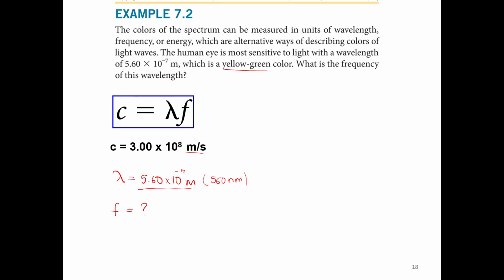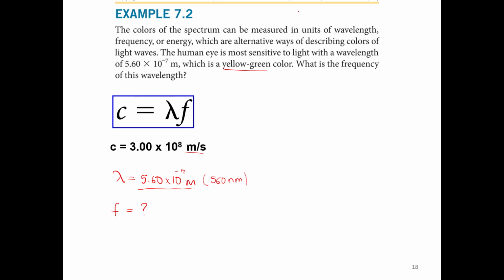Remember, we say for visible light the frequency will be always 10 to the power 14. Then we expect in the answer some number here, yes, times 10 to the power 14. We will write the number in scientific notation. And let's calculate these values.